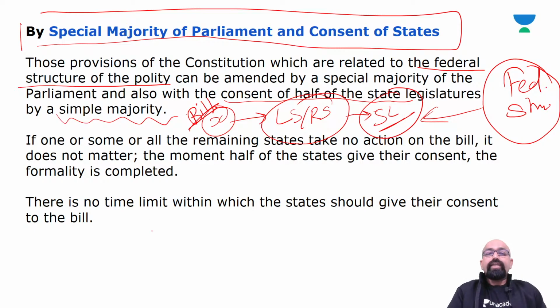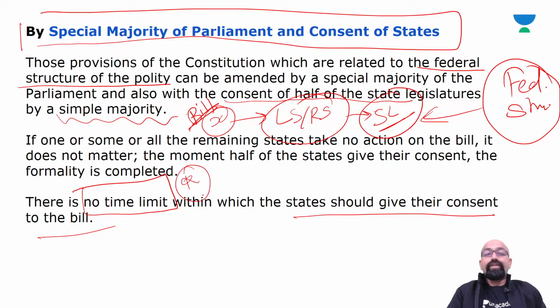Alright, so there is no limit within which the states should give their consent to the bill. So just remember the point guys, there is no time limit. For example, there is no time limit of 1 month, 2 months, 10 days, 15 days, 6 months, or 1 year within which the states should give their consent to the bill. Alright, just note down the point here.